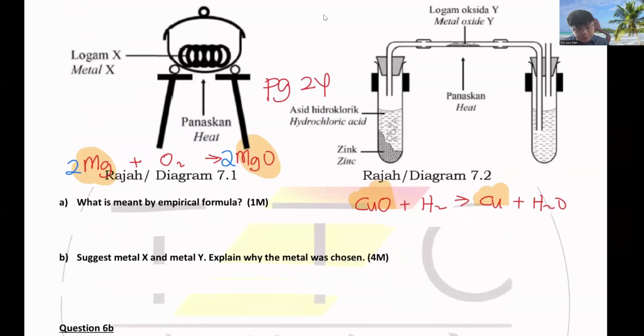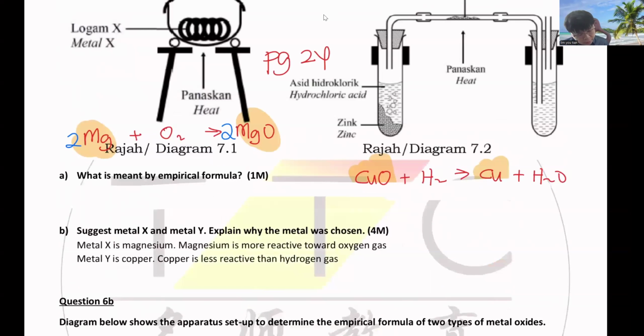Okay, so we'll skip some questions. Suggest the metal. You can write down for me. This one is magnesium because it's more reactive. Then the second one you choose copper because it's less reactive. But when you write more reactive, less reactive, remember to write that magnesium is more reactive towards oxygen, which means it can react easily with oxygen. Then for the second one, copper is less reactive than hydrogen gas. That's why the oxygen is taken away by the hydrogen gas. I mean this O is taken away by the hydrogen. That's why it becomes H2O.